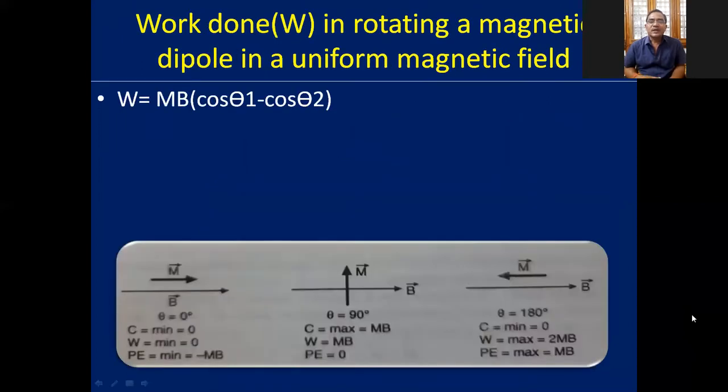Then we covered the discussion of the work done in rotating a magnetic dipole in a uniform magnetic field. That formula is W equals M B into cos theta 1 minus cos theta 2. Here, initially the dipole axis is making angle theta 1. From that position to the theta 2 position, this formula represents the work done, right? For different values of theta 1 and theta 2, you can write the W values. That is shown in the figure.